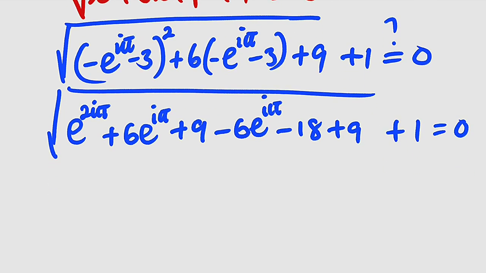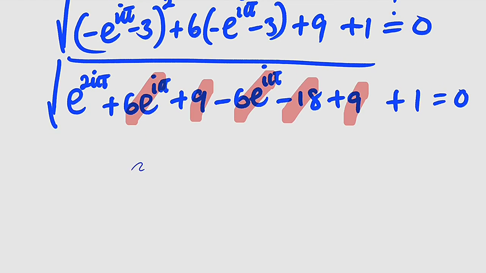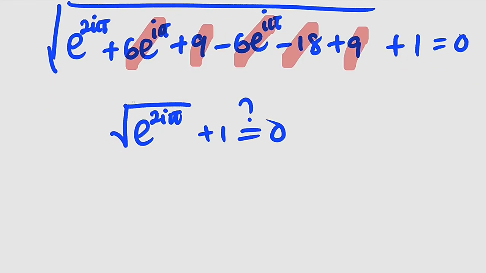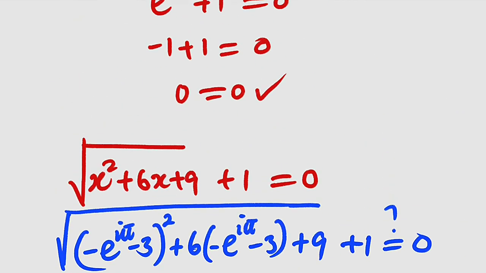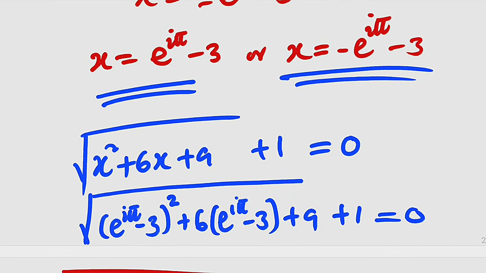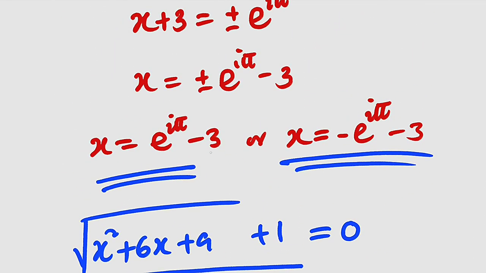For cancellation, you can clearly see that this will cancel this. And 9 plus 9 is 18, minus 18 is 0. All we have is the square root of e to the 2iπ, then plus 1. Is this equal to 0? The square root will cancel the power of 2. We have e to the iπ plus 1 equal to 0. Remember that this is negative 1. This is negative 1 plus 1, which is definitely 0. And hence the two solutions we have, since they satisfy the original equation, are e to the iπ minus 3 or negative e to the iπ minus 3.